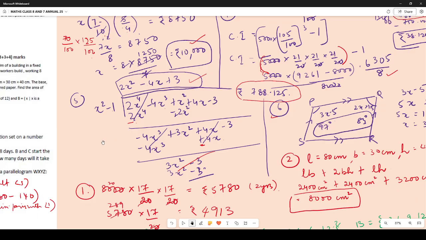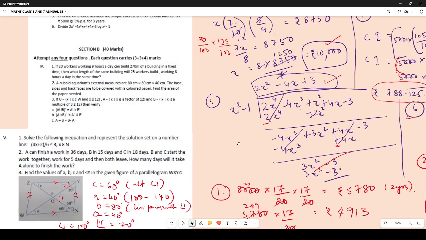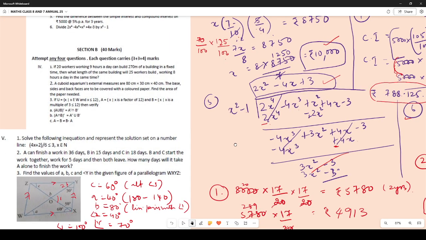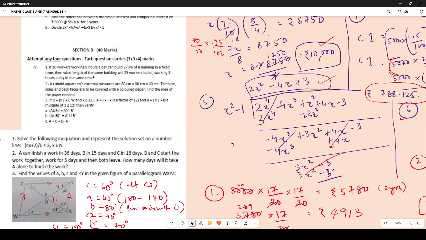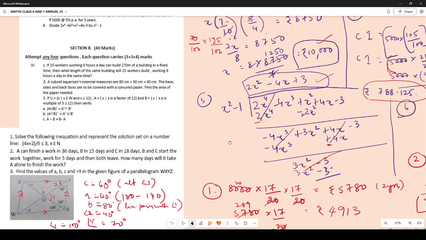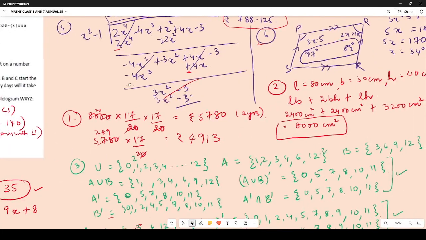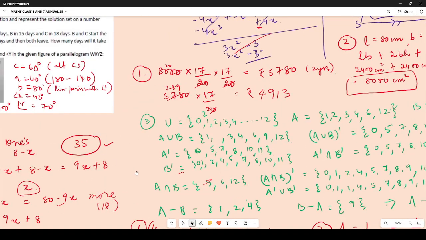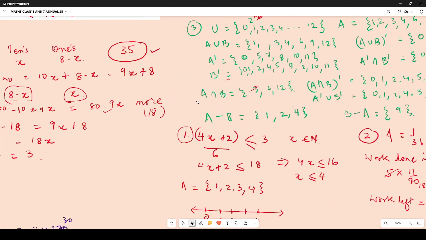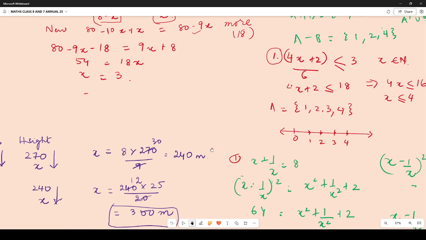Now let us move on to the sixth question. I think this was another one. Alright. So now we move on to section B. If 20 workers working 9 hours a day can build, let me just check where did I solve this question. Yes.